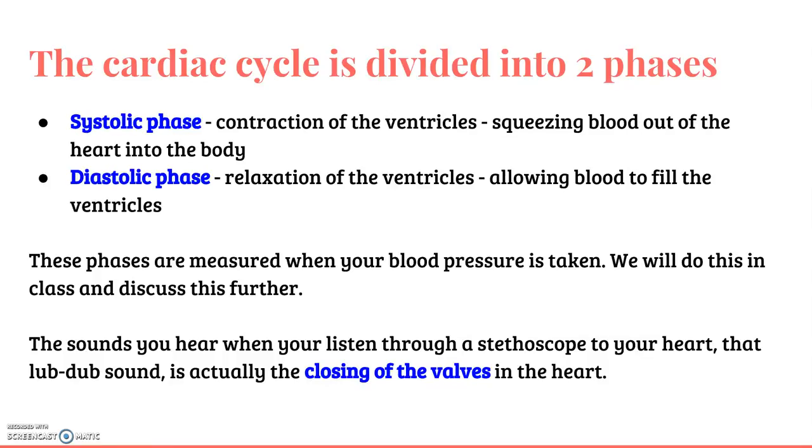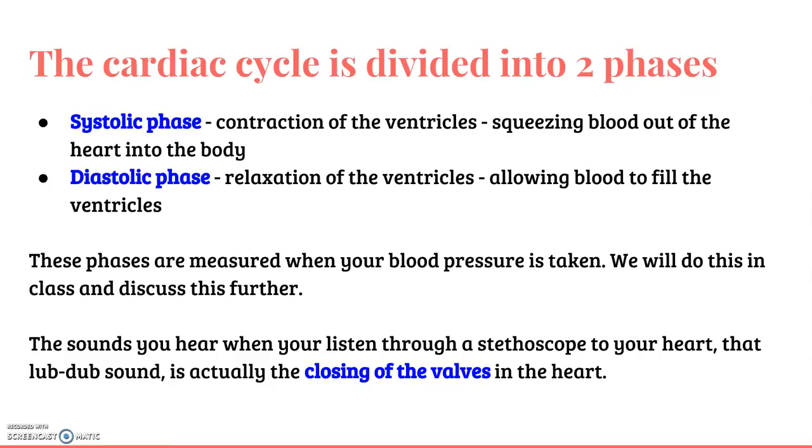These phases are measured when you have your blood pressure taken. And we're going to do that in class, and we'll talk about it further. I'll bring my blood pressure cuff and stethoscope so that we can do that in class. And the systolic phase is measured as the top number of your blood pressure cuff. And then the diastolic phase is the bottom number. So say your blood pressure is 120/70. So that's the amount of pressure or millimeters of mercury. 120 would be the systolic, and over 70, so 70 is the diastolic phase. We'll talk about that more in class.